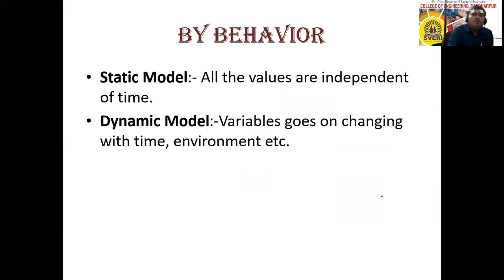The next one is by behavior. The behavior means static model and dynamic model. The meaning of static is stationary, and dynamic is nothing but a movable model. In a static model all the values are independent of time, and in a dynamic model the variables go on changing with time and environment. The example I have given right now fits these two conditions, static model and dynamic model. Let's take the example of a financial condition, 1 lakh rupees.